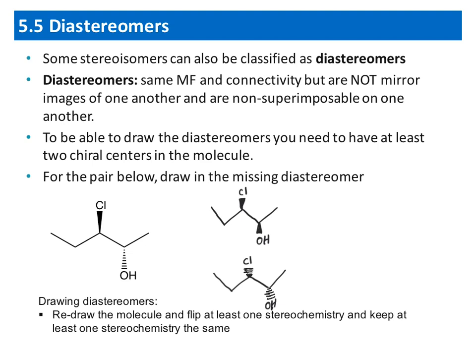Okay, so both of these molecules are diastereomers of this molecule. So we can draw more than one diastereomer for a single molecule. Both of these are diastereomers for this molecule.